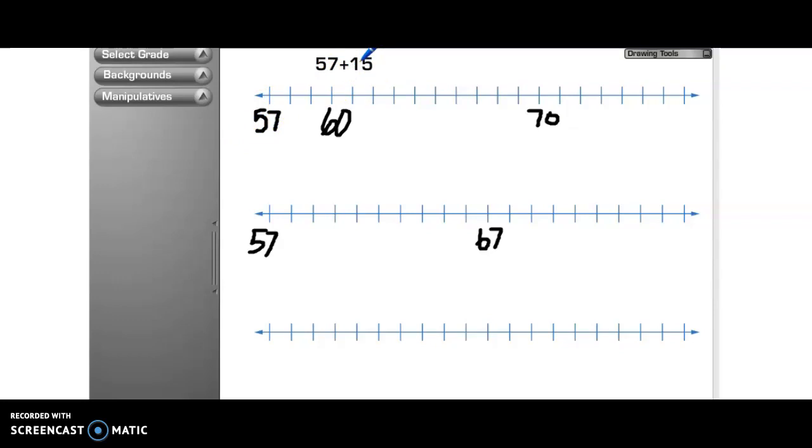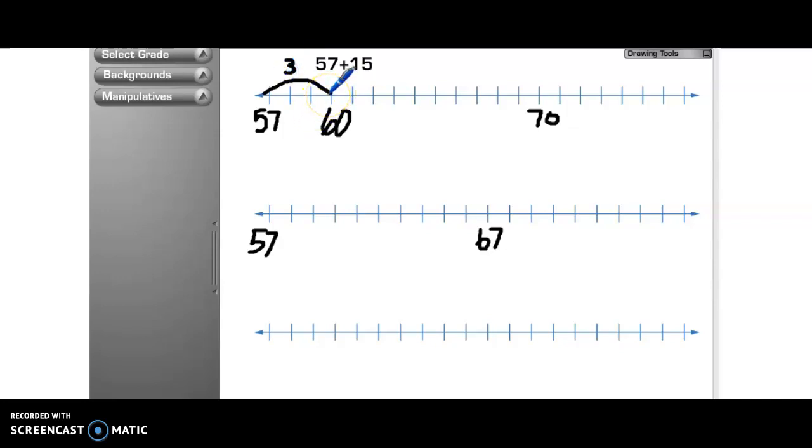Well, I could break this apart, taking 57 and making it into a compatible number such as 60. So I know the difference between 57 to 60 is 3. Let's count. 1, 2, 3. So I can make a little leap right here, and I'm just going to write a 3 above here. So 3 of the 15 is already taken.